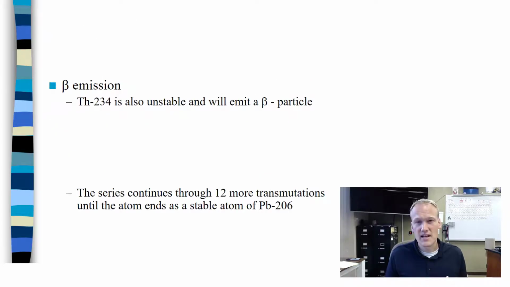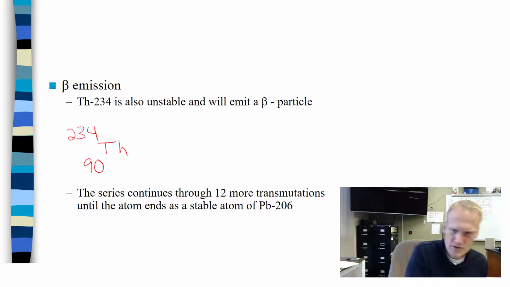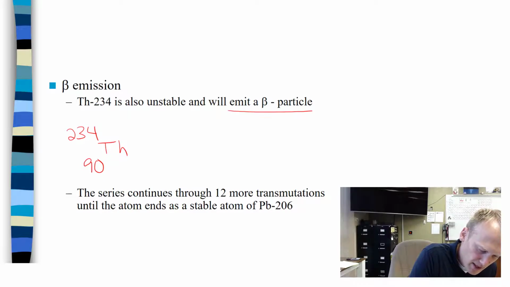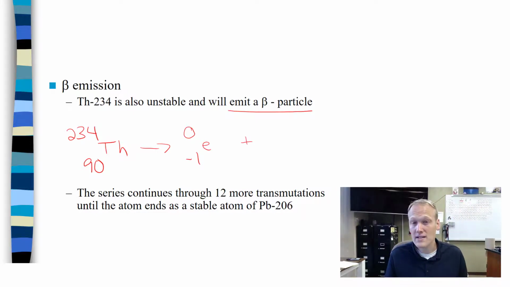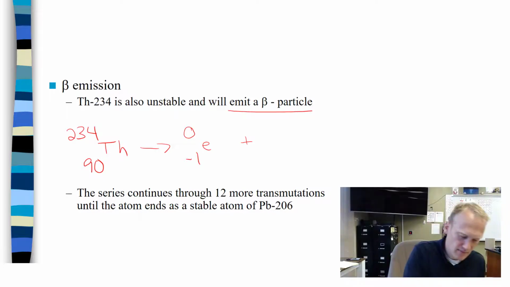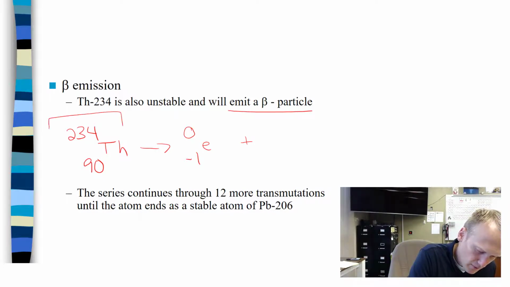So this problem says thorium-234 is also unstable and will go through beta particle emission. So first we'll write down our thorium-234 nucleus, and it's going to emit a beta particle. So that means it's going to produce a beta particle. And if you remember, a beta particle has a mass that's negligible, or 0, and a -1 charge. And so what it wants us to do now is figure out what's that other particle that's going to be left. Well, we have a mass of 234 on the left, so that means we need a mass of 234 on the right. And since this is 0, this particle will have a mass of 234.